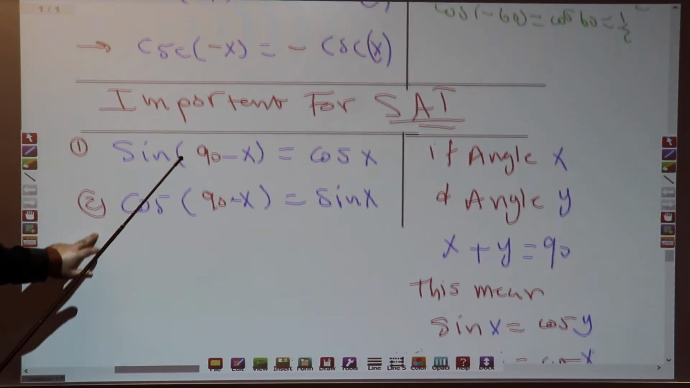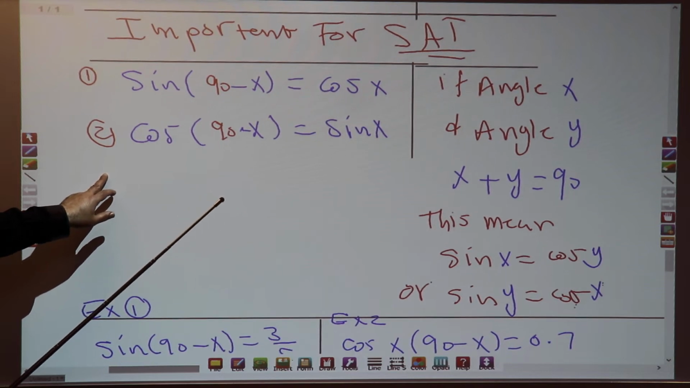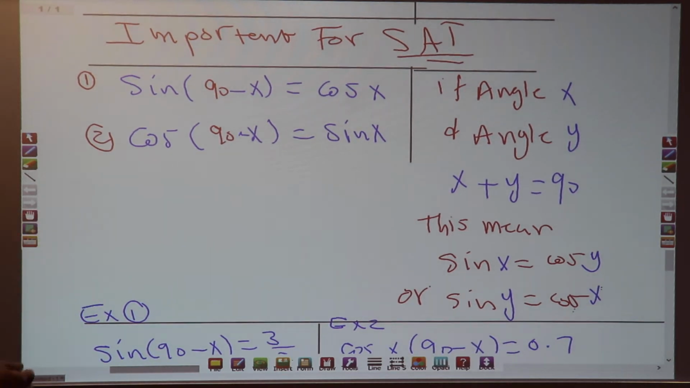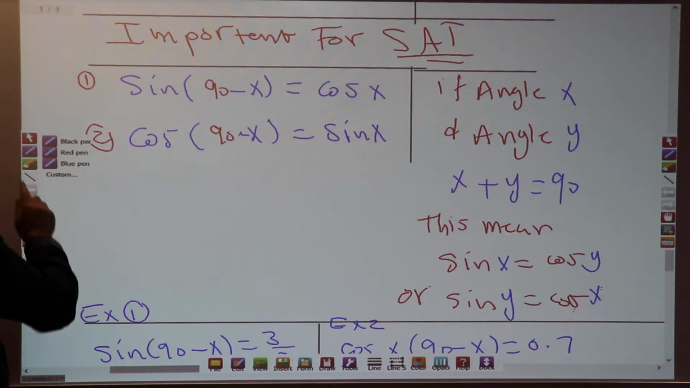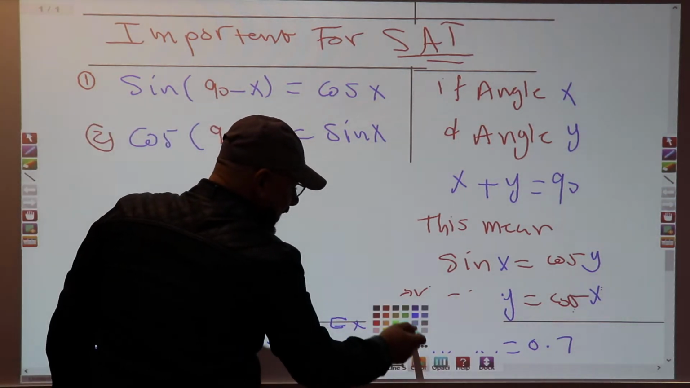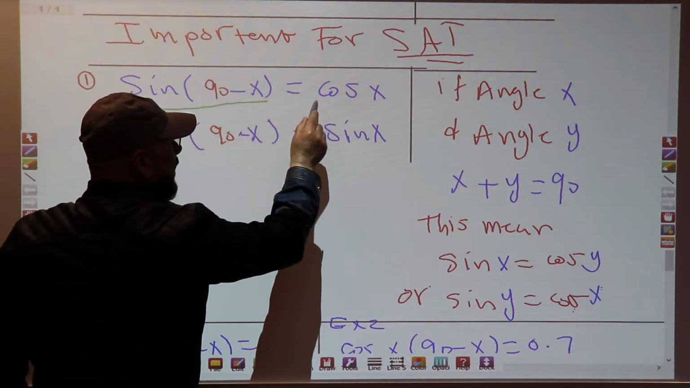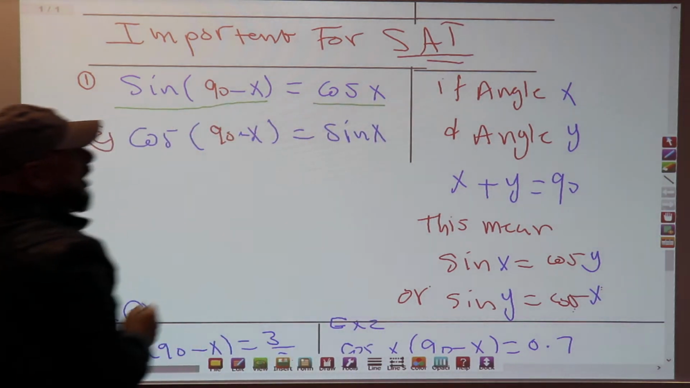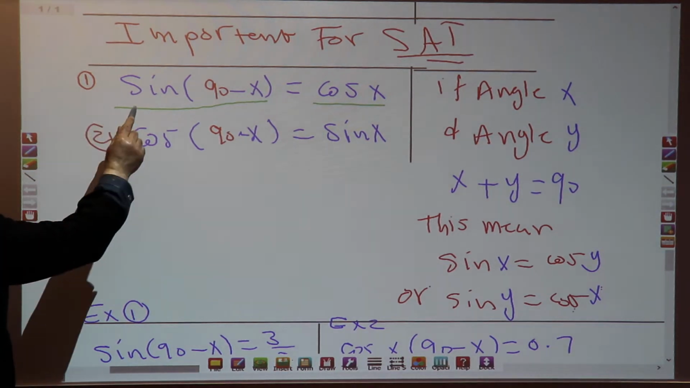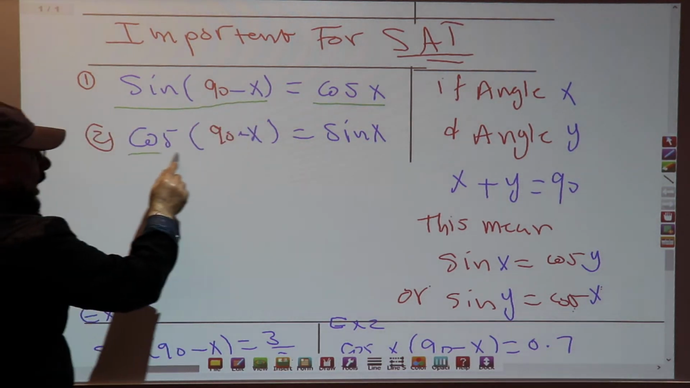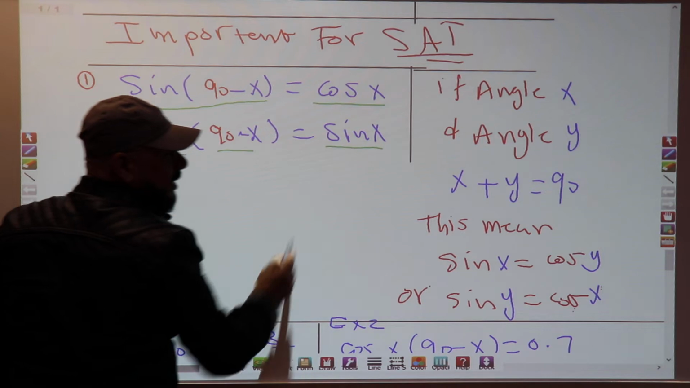Important for SAT. Look here, things I need you to know. I prepared some examples for you. Look guys, for SAT: sine of 90 minus x is the same as cosine x, and cosine of 90 minus x is the same as sine x.